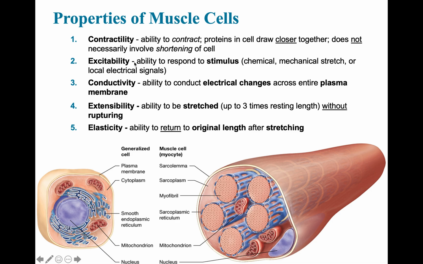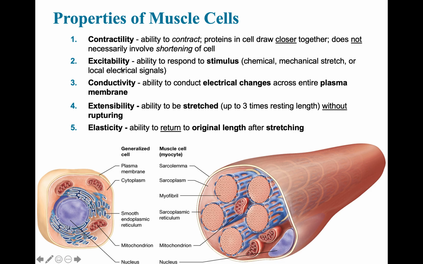Contractility. First and foremost, contractility, the ability to contract. That is really the movement. So with the ability to contract, proteins in the cell draw closer together, and I will show you what that looks like on sarcomeres in just a little bit.